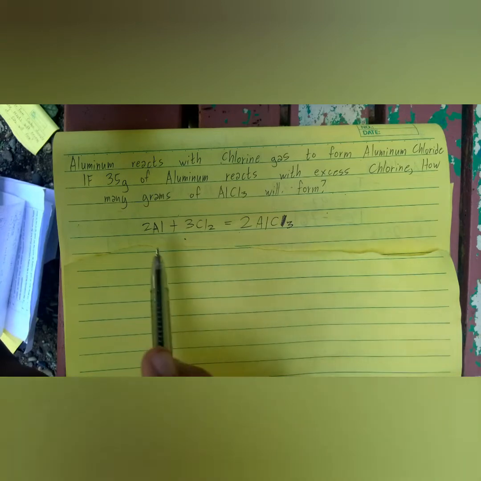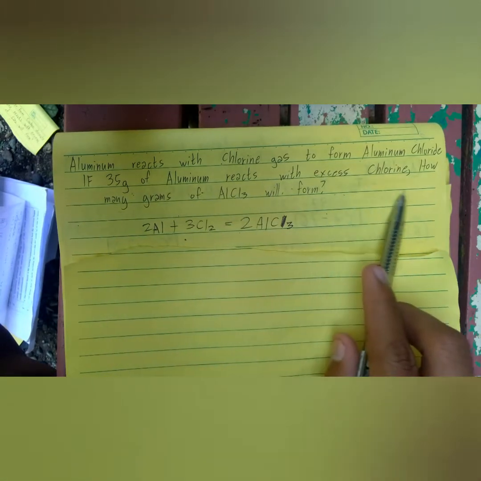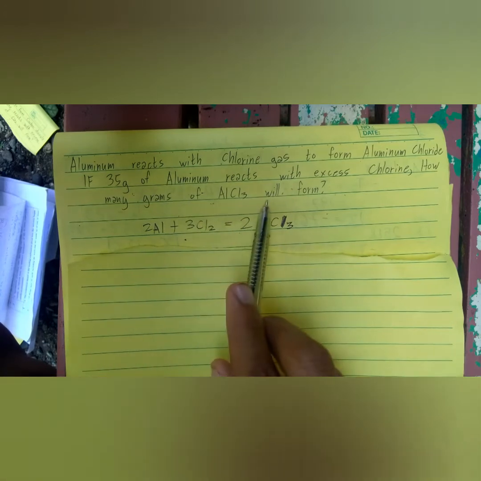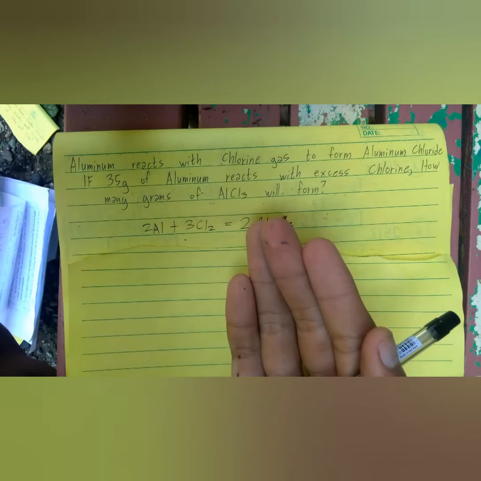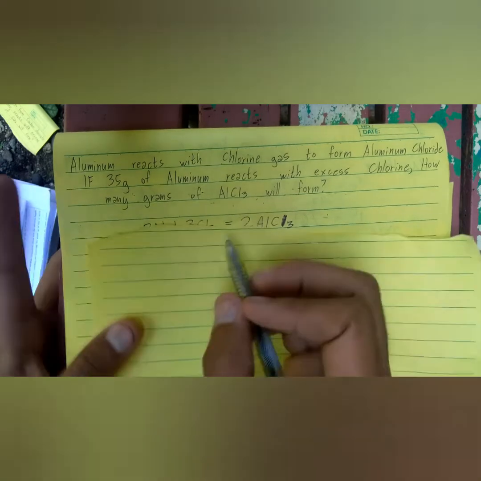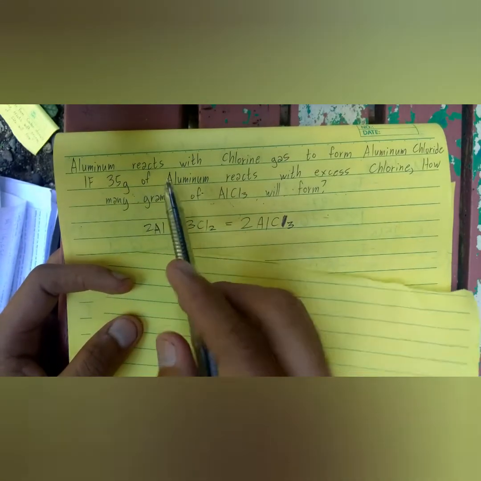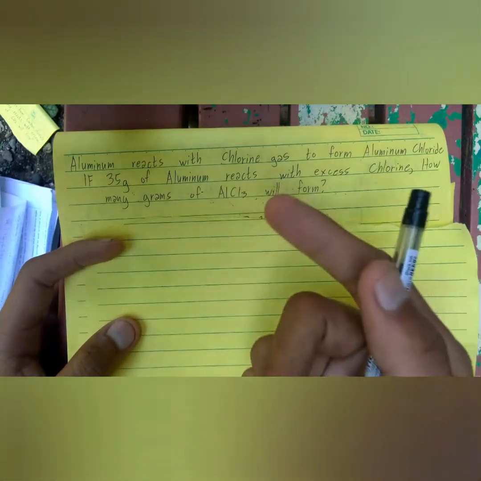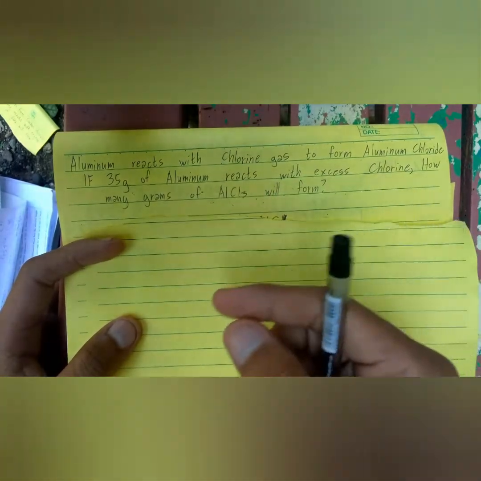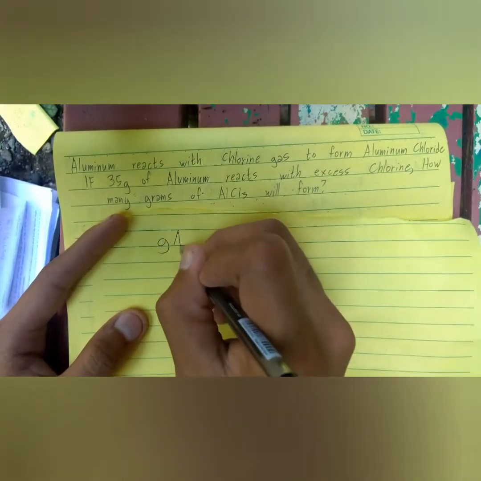Okay, the problem asks: if 35 grams of aluminum reacts with excess chlorine, how many grams of aluminum chloride will form? So based on the problem, we are asked for the grams of substance B. This time, we are given the grams of substance A, so another step will be added to how we solve this problem.